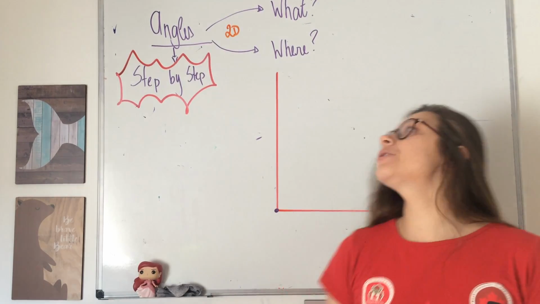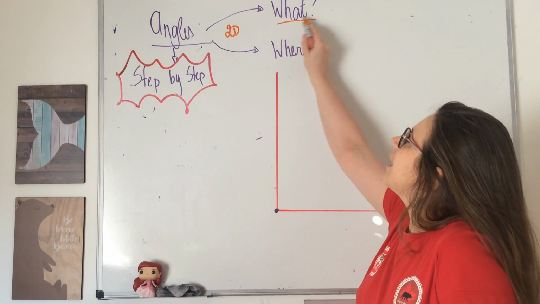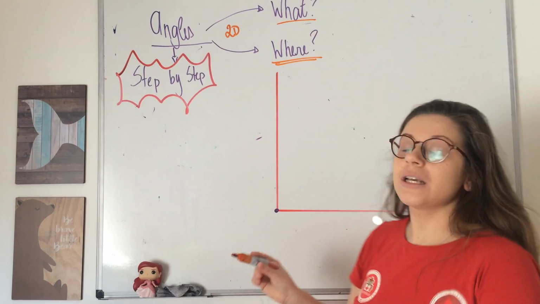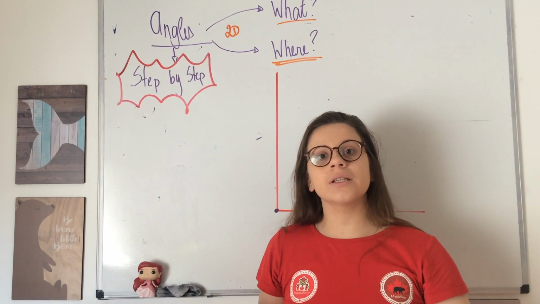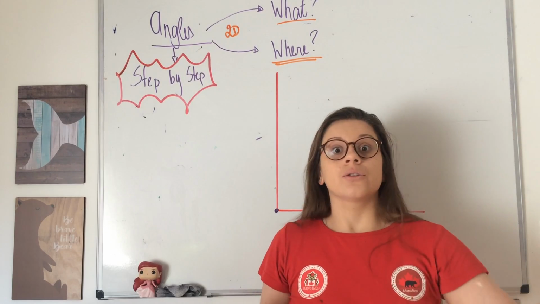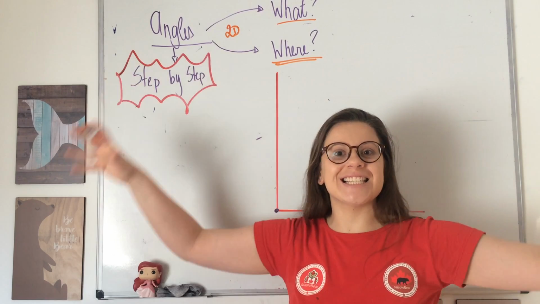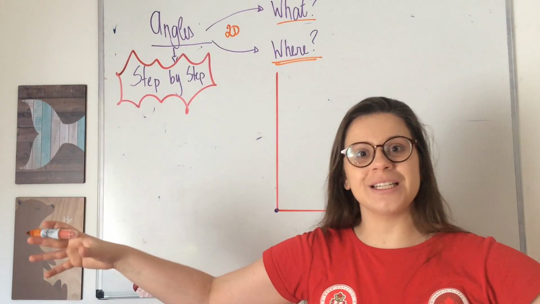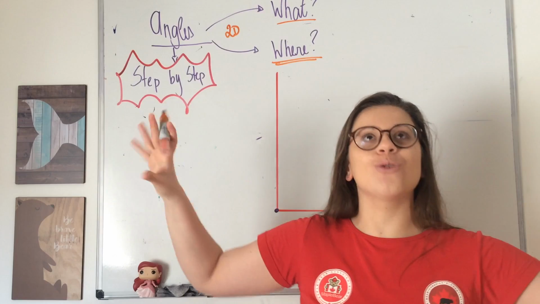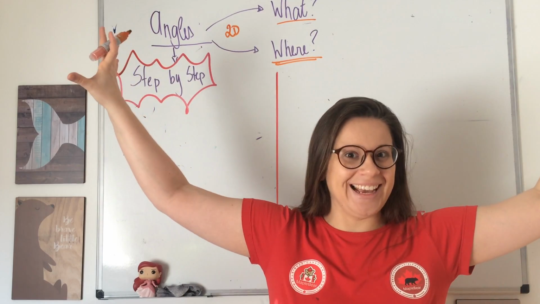Okay, so we already talked about where we find angles. Angles are all around us, giving us structure. So the houses, if you are standing inside the house or inside an apartment, it's because there are angles holding the walls.